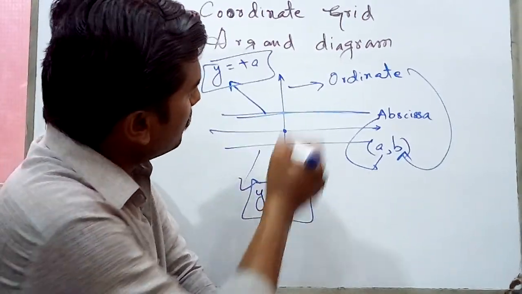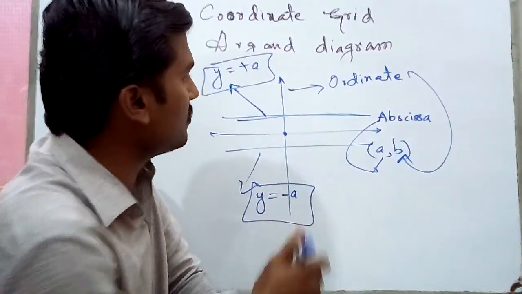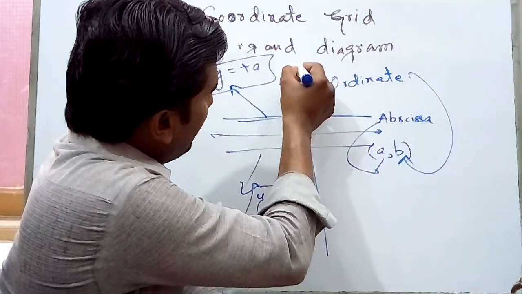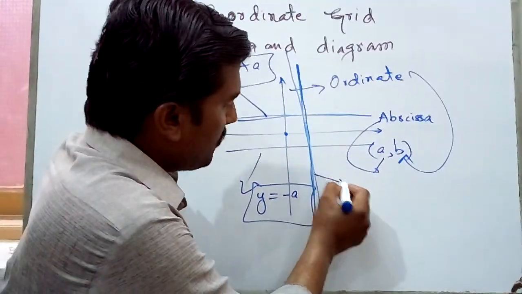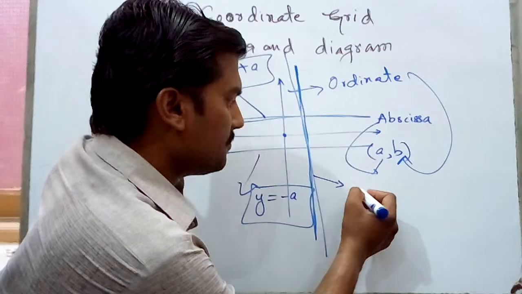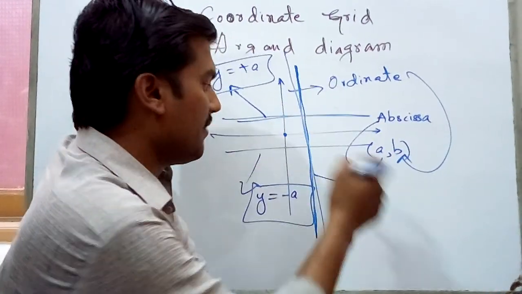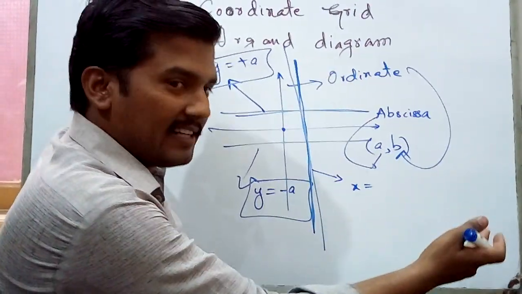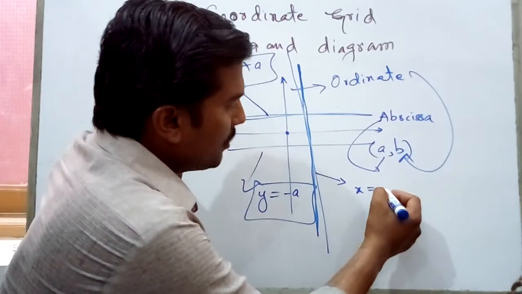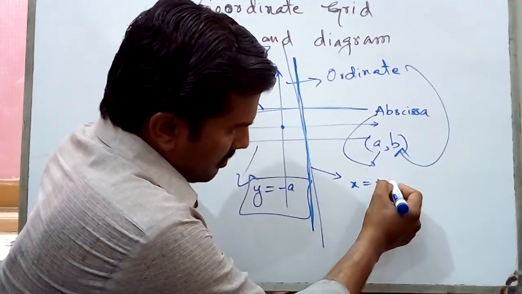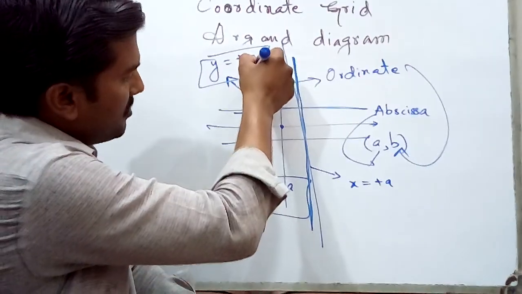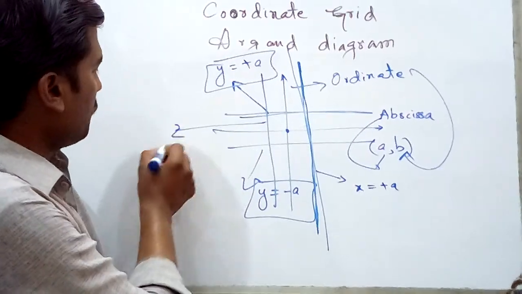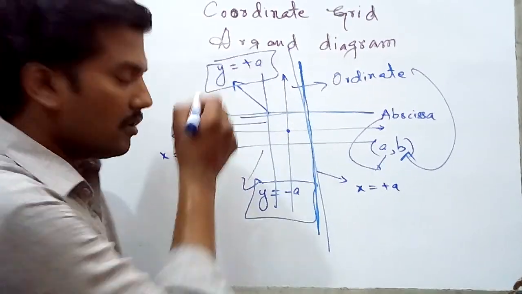Okay, and we have two other lines which are parallel to y-axis. This is y-axis and this line is parallel to y-axis. On y-axis we have x is equal to 0. So for this line, because it is on the right side, and x is always positive on the right side, we have x is equal to plus a. And if I draw a parallel line to the left of this y-axis, the equation of this line will be x is equal to minus a.